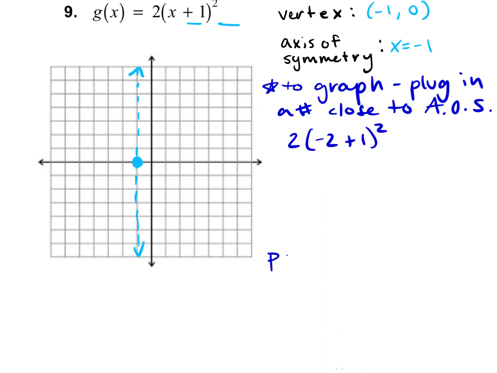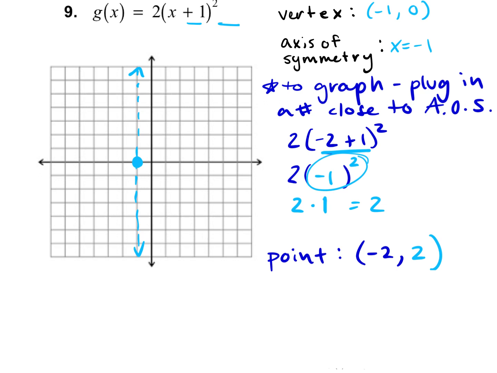I'm going to put it down here. We picked -2, so that's going to be our x. We plugged that into the x. Now let's solve this to get our y, or our g of x. So what's -2 plus 1? -1. And what's -1 squared? 1. And 2 times 1? 2. So we plugged in -2 and got 2. So we're going to go to the left to -2 and up 2.